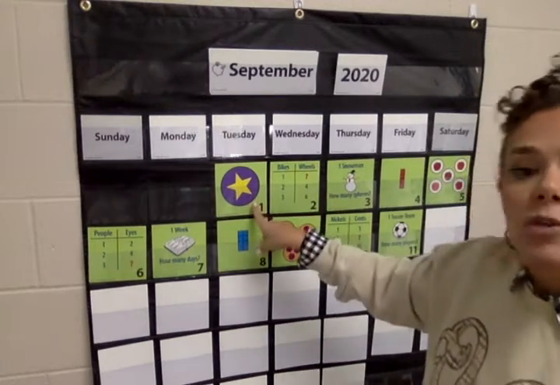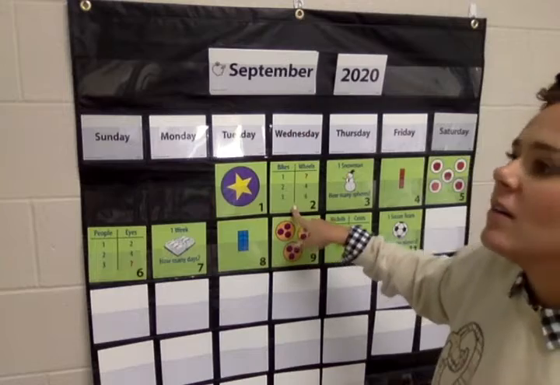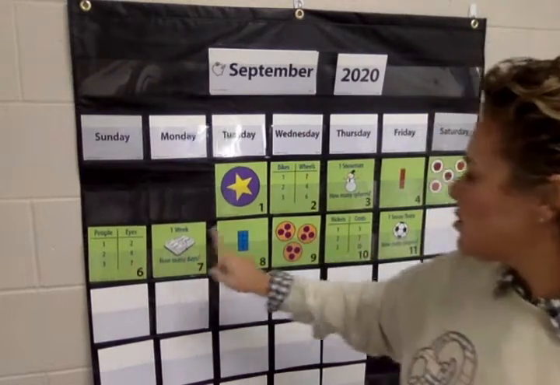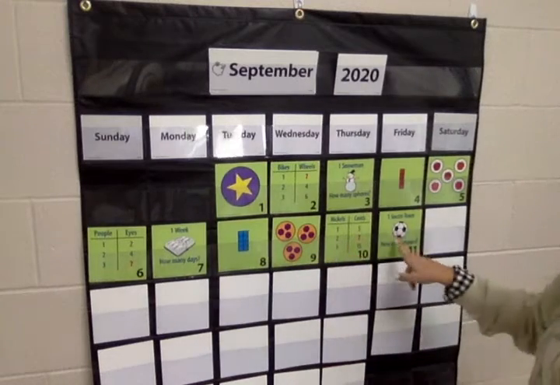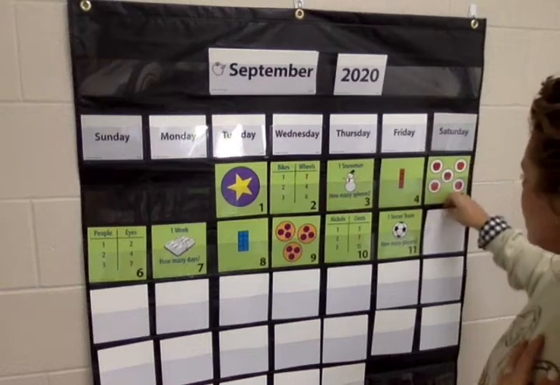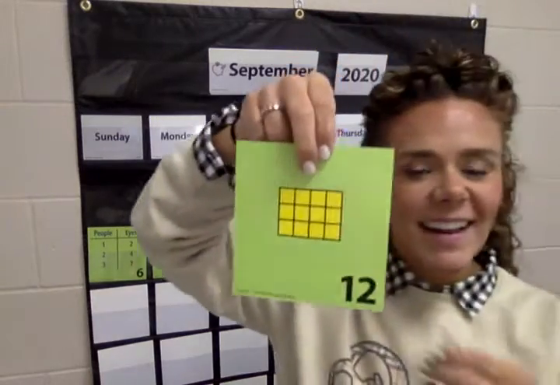We have loops, table, picture, array. Loops, table, picture, array. Loops, table, picture. What should Saturday be? You should be thinking, array, Miss Johanna. Let's see if we're right. And are we right? It's an array.